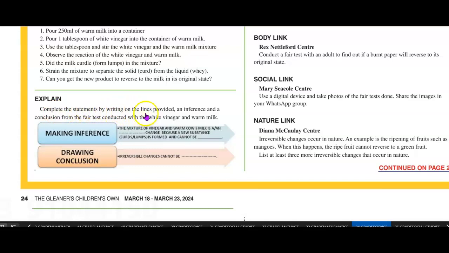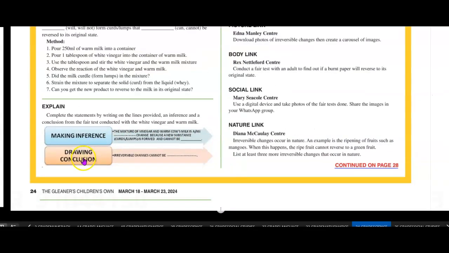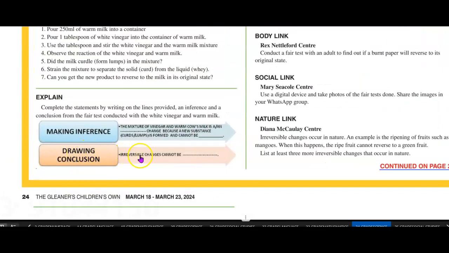Explain. Complete the statements by writing on the lines provided an inference and a conclusion from the fair test conducted with the white vinegar and warm milk. Making an inference: the mixture of vinegar and warm cow's milk is an irreversible change because a new substance, curds, is formed and cannot be reversed. Drawing conclusions: irreversible changes cannot be undone or cannot be reversed.